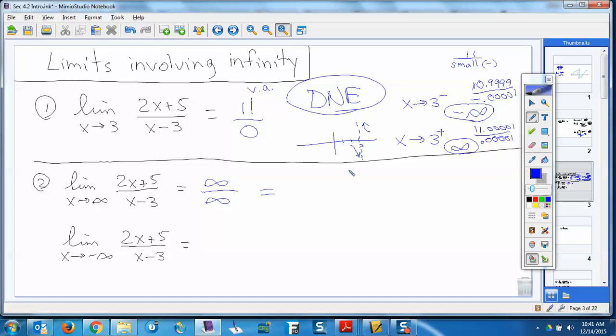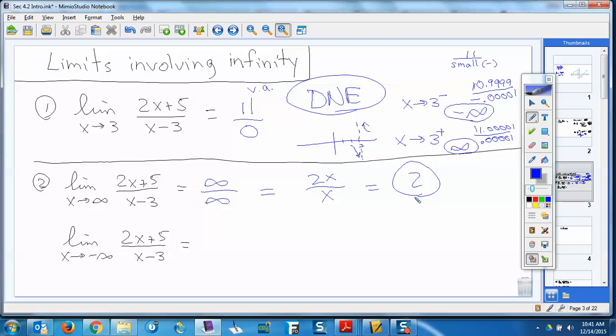So what that means, as far as how you work this, is essentially just 2x on top. As x gets bigger and bigger, the plus 5 becomes so insignificant as to just ignore it. And on the bottom, what happens? It just becomes x. So remember, x is getting bigger and bigger, so that means the x on top is growing at the same rate as the x on the bottom. We could just cancel those, and the answer to this one is actually 2.